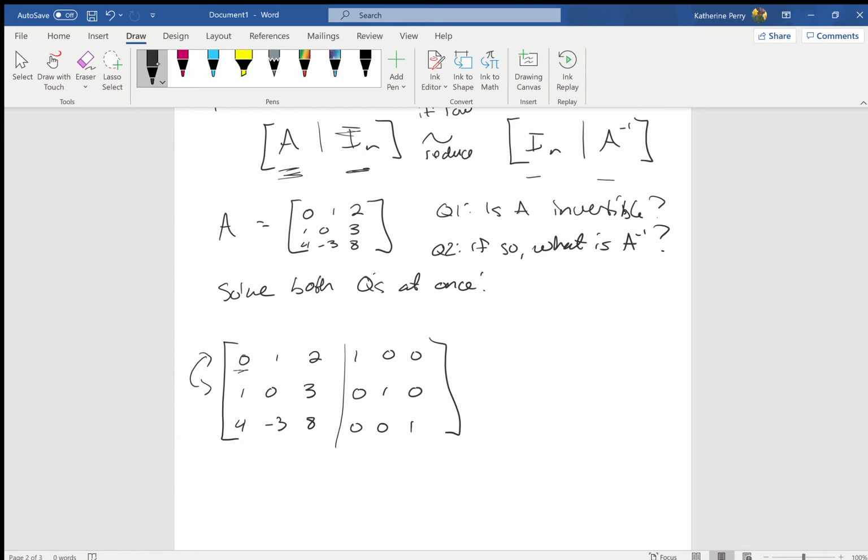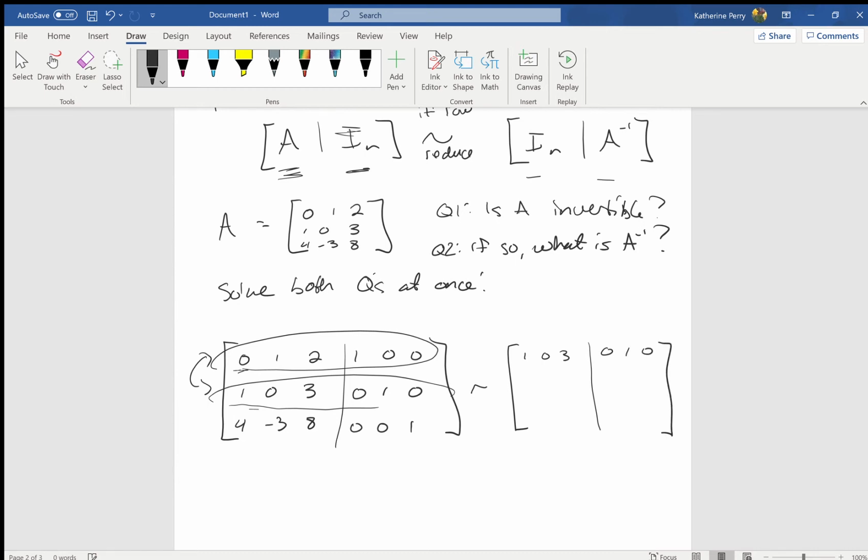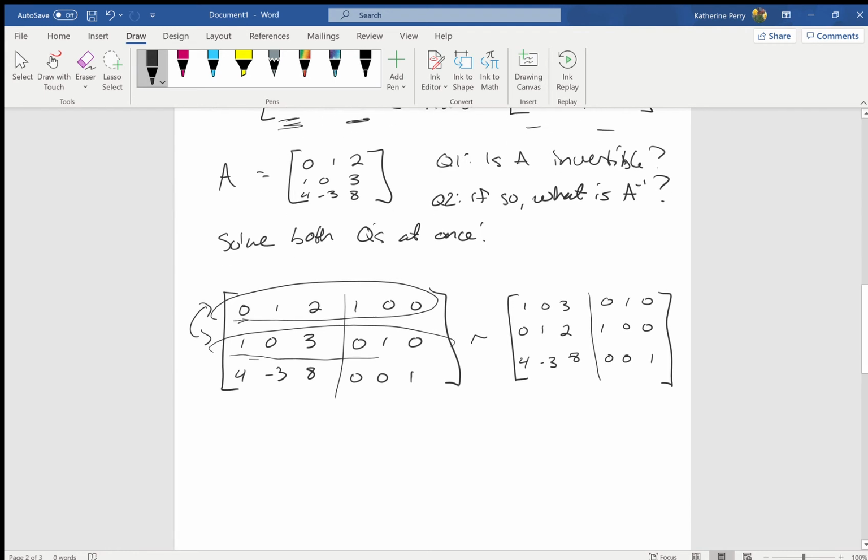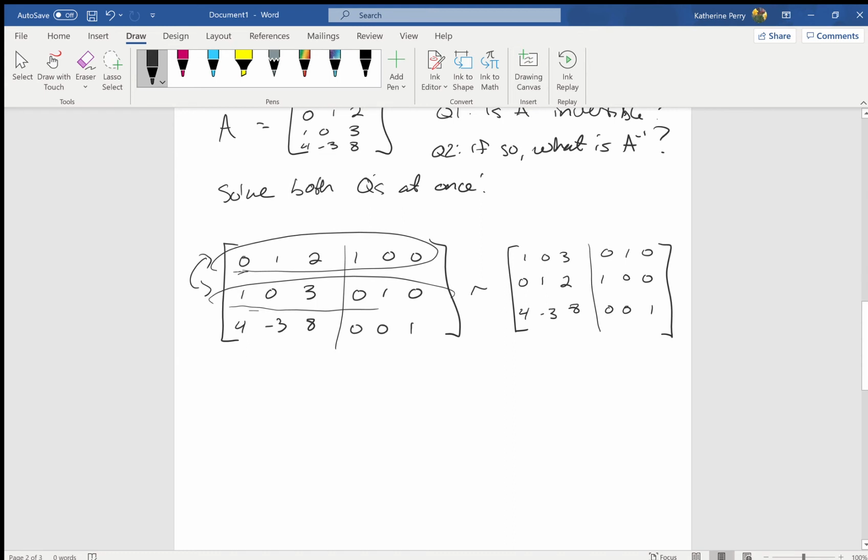When I do that, I get 1, 0, 3. But notice I need to interchange this entire row with this entire row. So now over here I have 0, 1, 0. And then I have 0, 1, 2 and 1, 0, 0. The third row stays the same: 4, -3, 8 and then 0, 0, 1. I'll do one more, and then I'll talk about how we can shortcut this process.